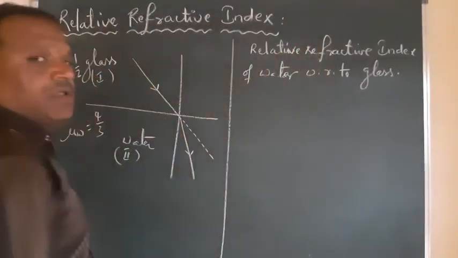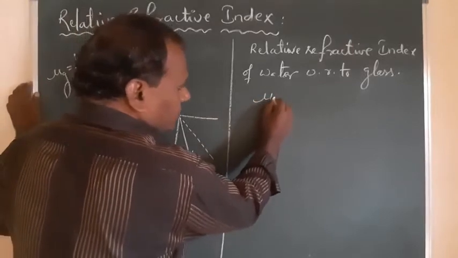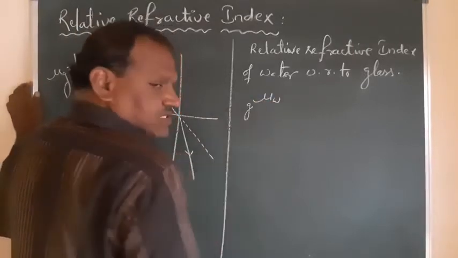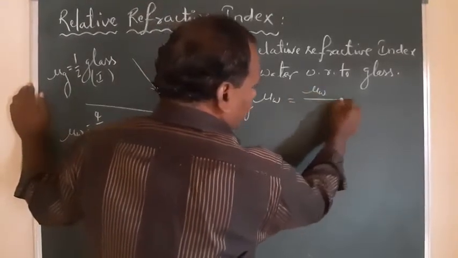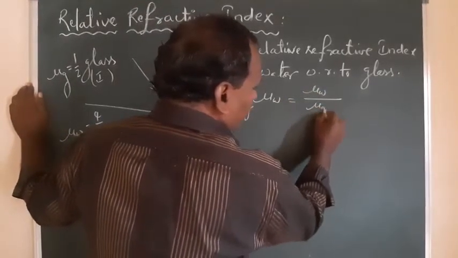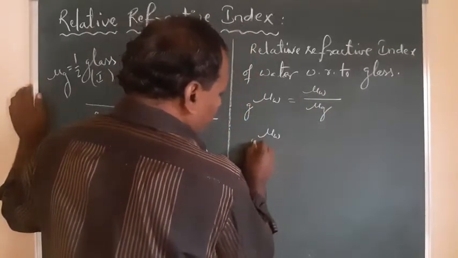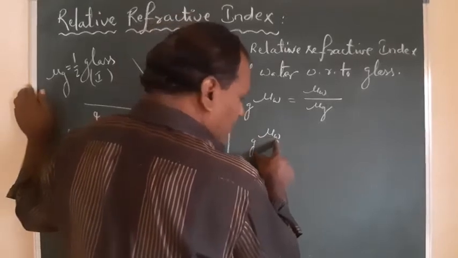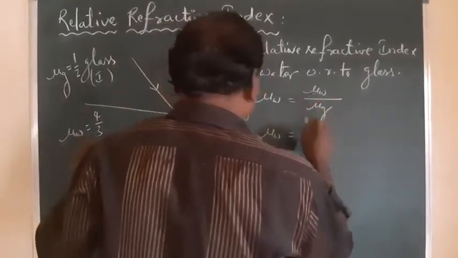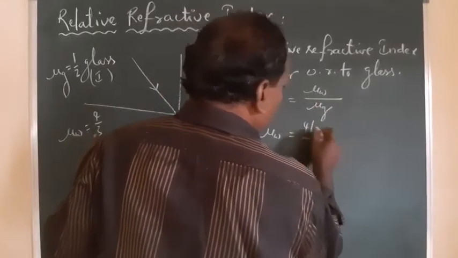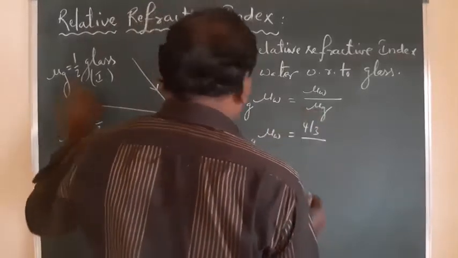With respect to glass. So that means, what can I write here? Relative refractive index of water with respect to glass. This is nothing but mu, absolute refractive index of water upon absolute refractive index of glass. Therefore, μ_WG, that is the relative refractive index of water with respect to glass, is given by the absolute refractive index of water, which is 4/3, and the absolute refractive index of glass.